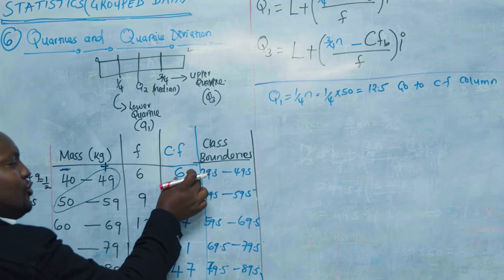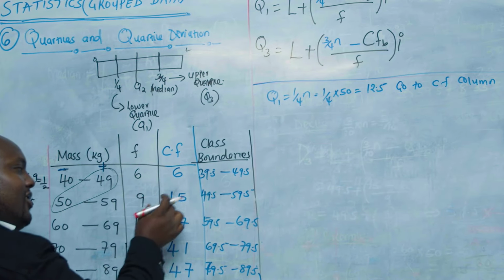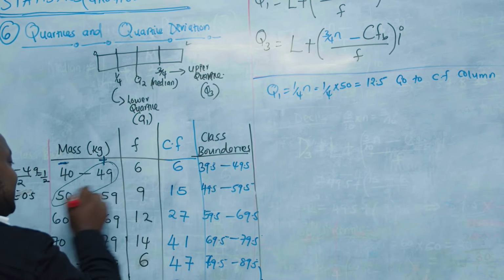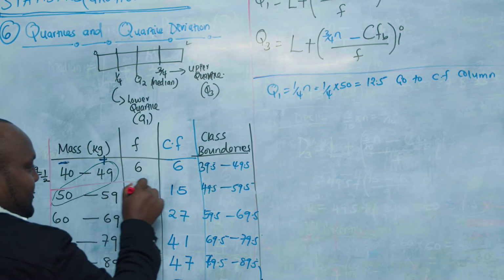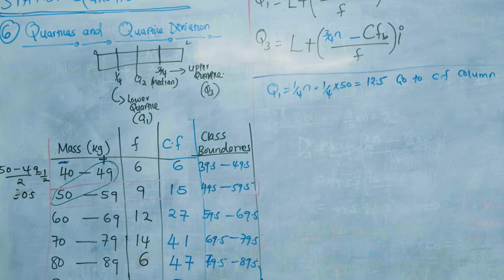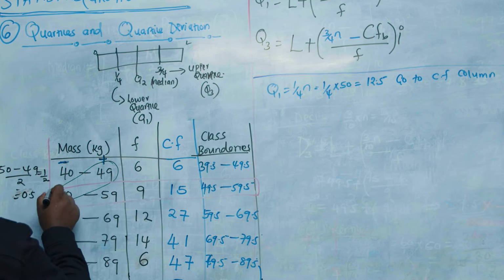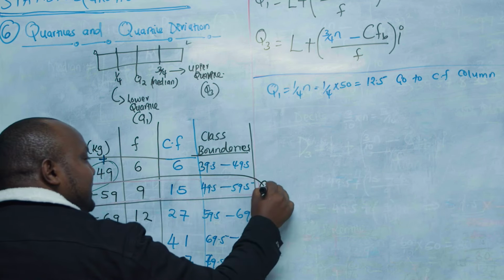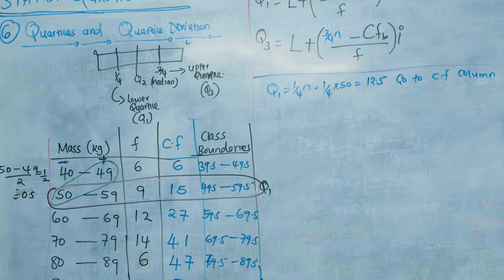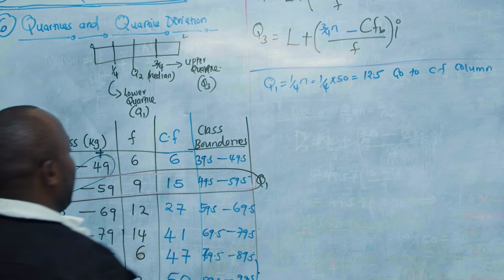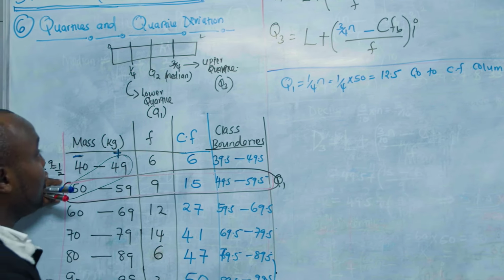So you look at where you are getting 12.5. We said this is 0 to 6. Then when you add 7 all the way to 15, 12.5 is in this class. That is the class that we are going to use for our lower quartile. I can call it Q1. So we have already gotten the class that we are going to use.